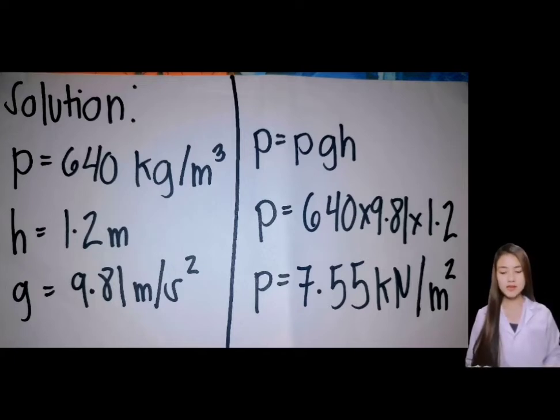So, let us compute. P = ρgh. Substituting, P = 640 times 9.81 times 1.2. So, let's compute. What we got is P = 7.55 kilonewtons per square meter.